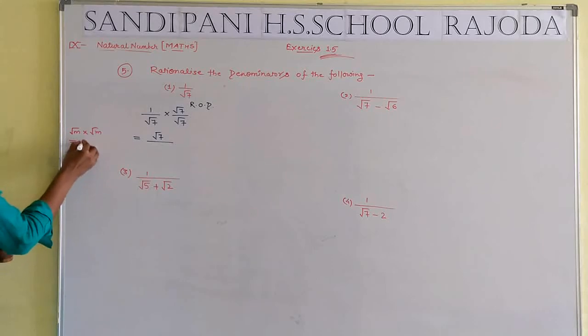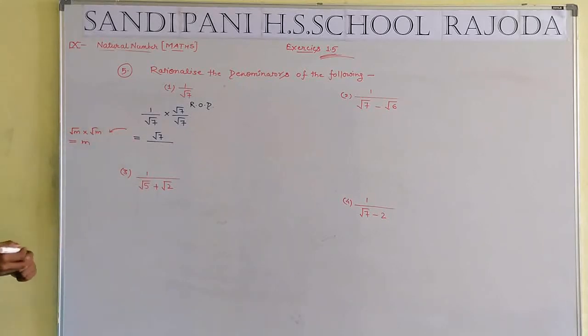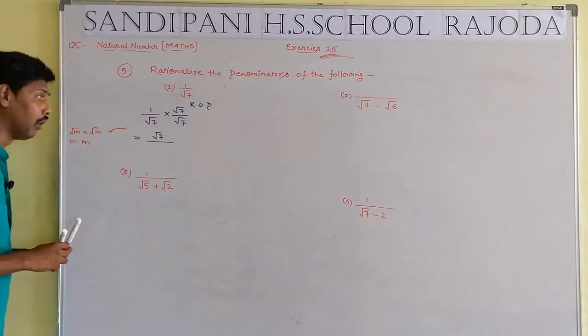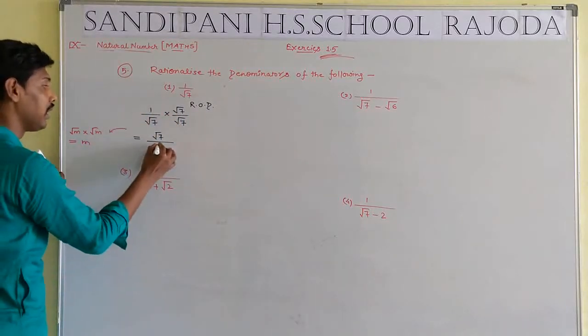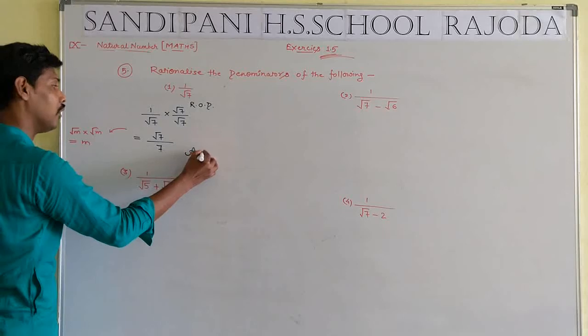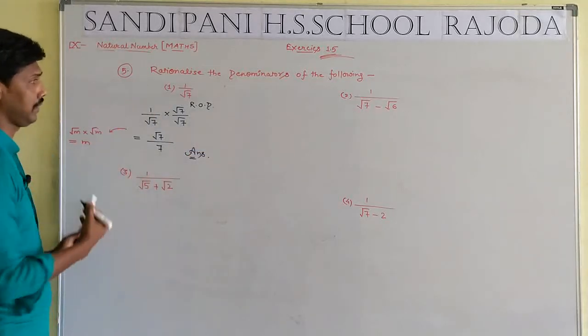We know the property that when the same number of root is multiplied by the same number of root, the root is cancelled out, and we get a single quantity in the form of a number. So root 7 into root 7 will be equal to 7. I hope the answer will be correct.